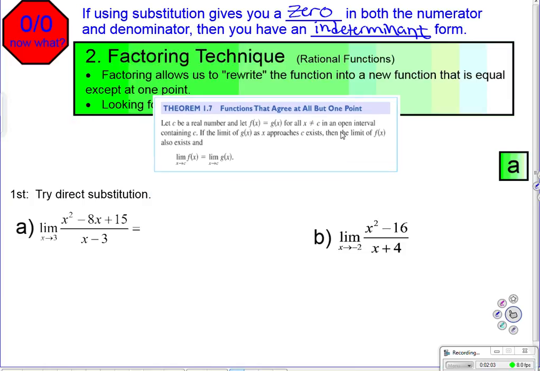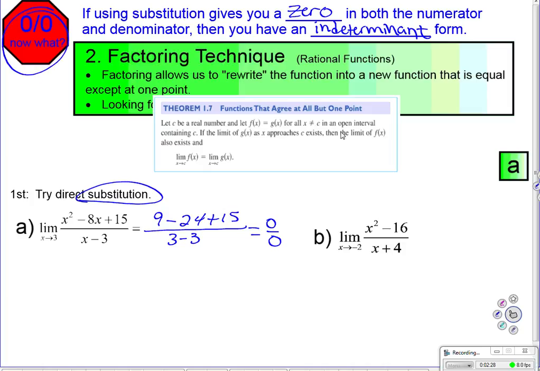All right, so let's try direct substitution first, which is always our first line of defense. If I can substitute in, I'm going to try. I would get 9 minus 24 plus 15 divided by 3 minus 3. On top, I get 0. On bottom, I get 0, which is what we were talking about. What happens when I get 0 over 0? Well, you don't panic, because there's actually an answer to our limit. We just have to be a little diligent in finding it.